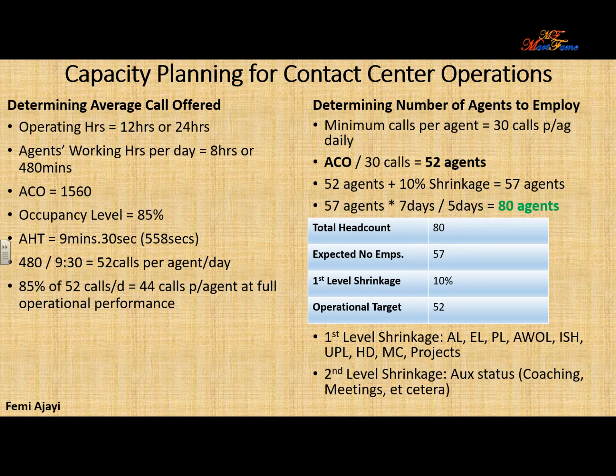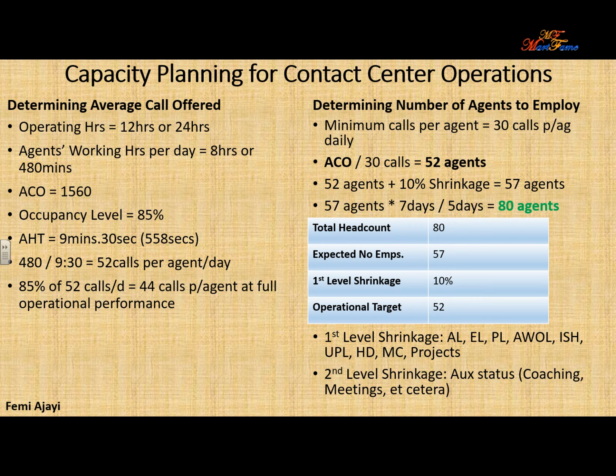Now, how do you know the headcount or the total number of agents you need to employ to be able to schedule 57 agents on a daily basis for a period of 7 days? So this is how to do it. Your agent will be working 5 days a week. So 57 agents times 7 days a week divided by 5 days that each agent is going to be working, that will be 80 agents that you need to employ for your contact center operation running 7 days a week, or even more than 9 hours operations.